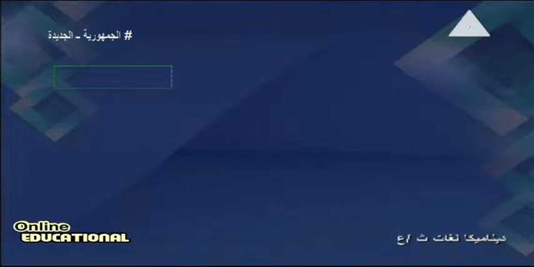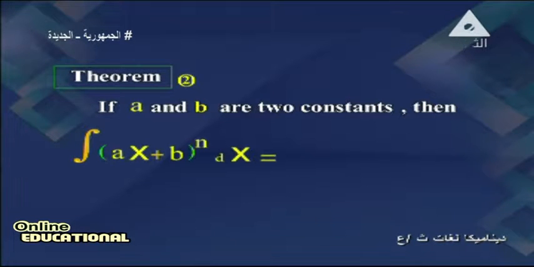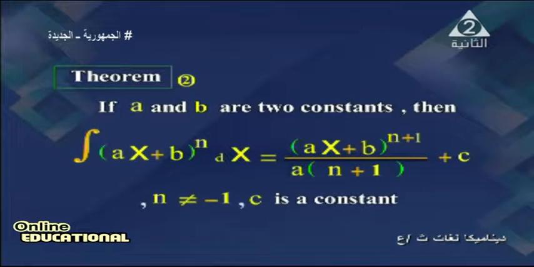Let's study theorem 2. Theorem 2: if a and b are two constants, then integration the bracket ax plus b all to the power n dx equals ax plus b all to the power n plus 1 over a times n plus 1 plus the constant c, where n not equals negative 1 and c is a constant.